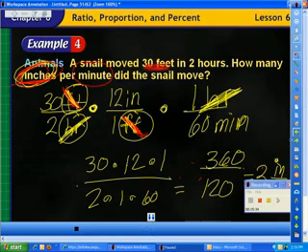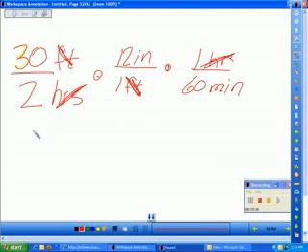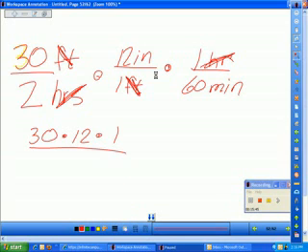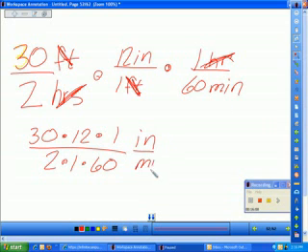Now, if doing all that number cancellation that I did earlier just really confused you, it's no big deal. You don't have to cancel the numbers. That's just a strategy to make it a little bit easier for you. But you can just multiply straight across, just like you normally would with fractions. So I'm going to do 30 times 12 times 1, then 2 times 1 times 60. Don't forget about my units that are still left. I've got inches and I've got minutes.